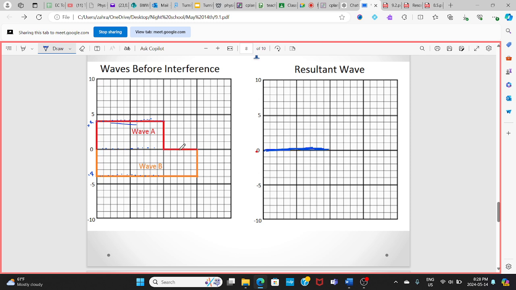And look at the rest of that. From this point to this point, the amplitude of the red one is 0, and the amplitude of the blue one is -4. So 0 plus -4 is -4. So from here to here, my wave stays at -4. So this will be the resultant of our waves, okay?